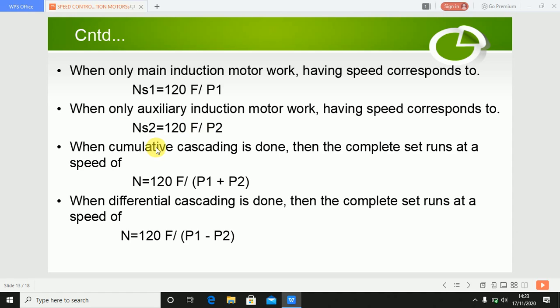Cascading means adding. In this, cascading two motors will result in the adding of two poles such that N equal to 120 F divided by P1 plus P2, and the stator fields of both the motors are in the same direction. The last one is differential cascading. In this, the stator fields of both the motors are in different directions. As a result, the synchronous speed becomes N equal to 120 F divided by P1 minus P2.